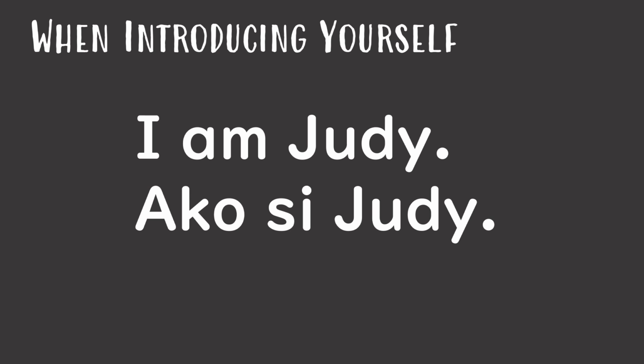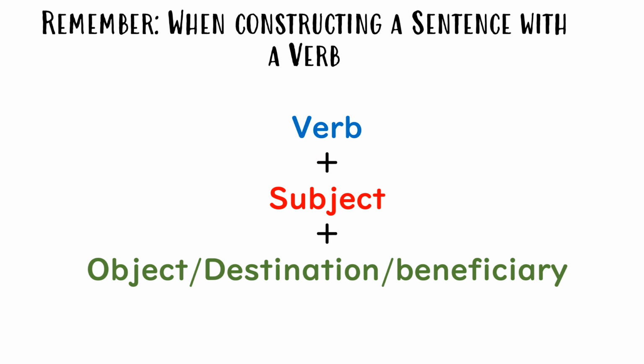So "is" is not "si" here in the sentence. There's really nothing, no word equivalent to it in Bisaya. "Is" is not "si", again. So "ako si Judy", "I am Judy". Do not use ko here. You must use the complete form of ako when introducing yourself.